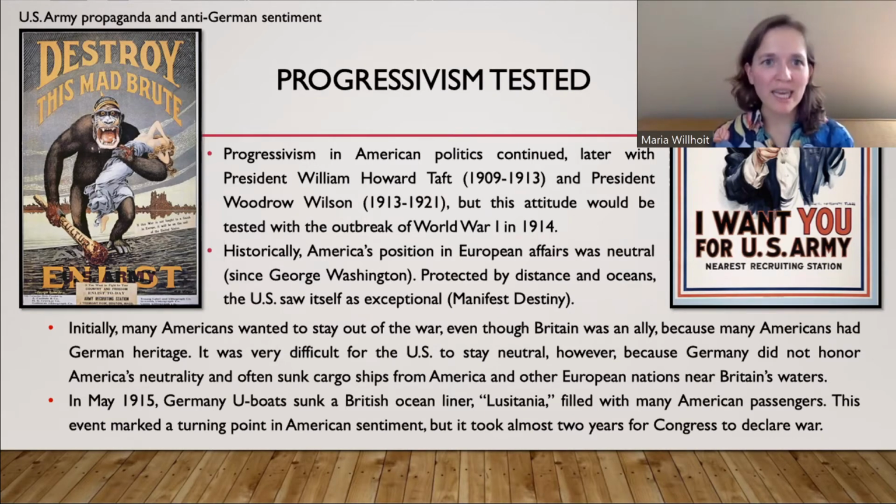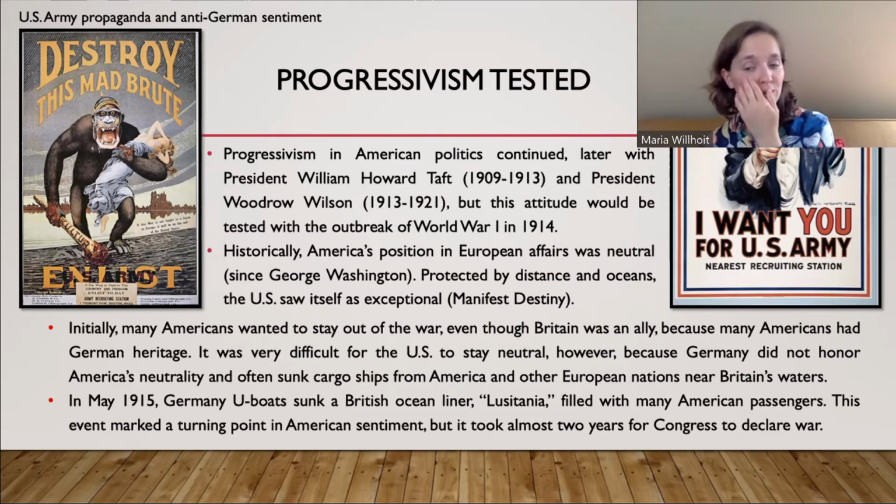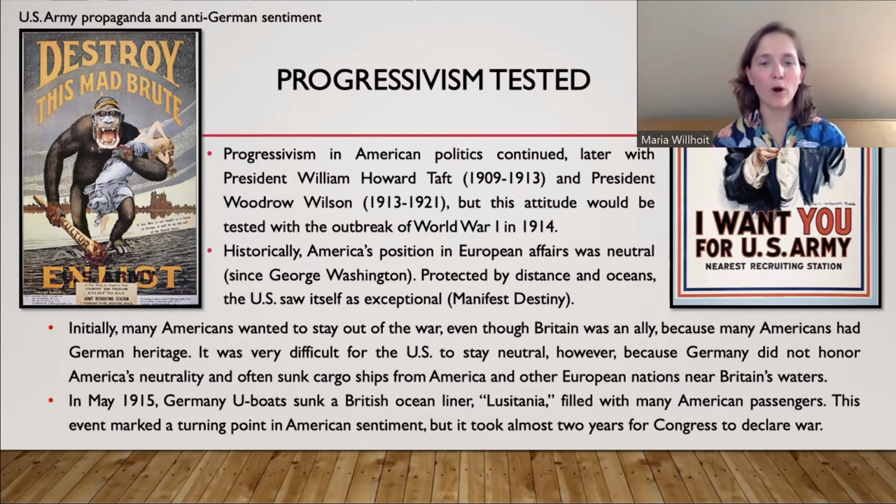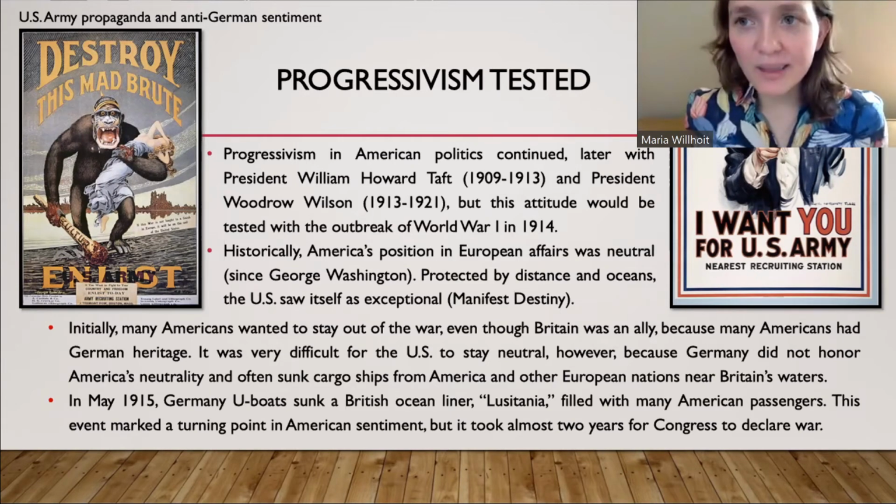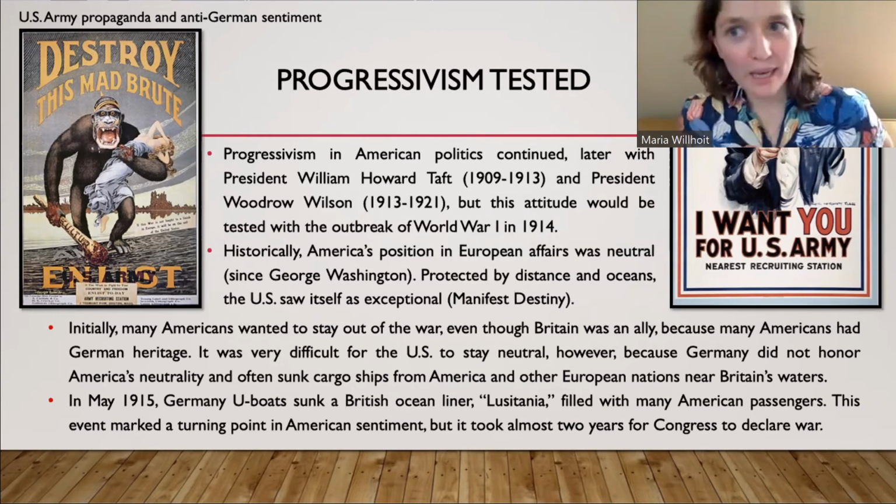But unfortunately, it took 2 years for Congress to declare war. We were very slow to finally get involved. Part of that has to do with the fact that we were still recovering from the Civil War. We still had that memory in us, but also we needed to modernize our military. We needed to get our forces ready. We needed to get our weapons ready. We just weren't prepared.